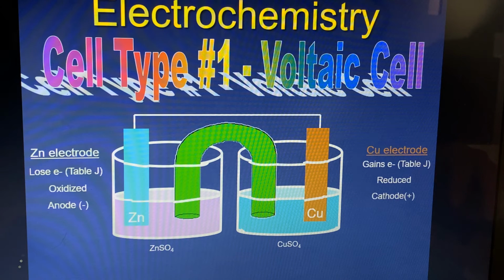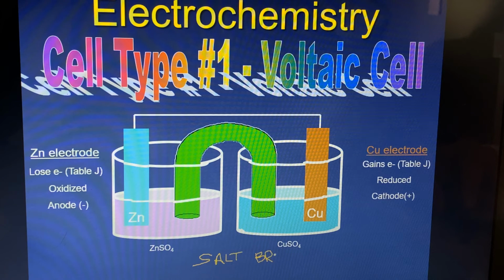This big green thing here is called a salt bridge. It doesn't matter what salt is in the salt bridge. So I'm just going to write salt bridge. Salt bridge is extremely important. The definition of salt bridge is extremely important. Guaranteed question on the test, guaranteed question on homework tonight.